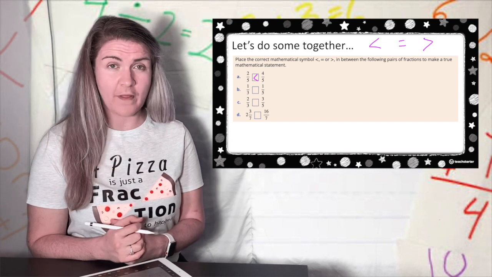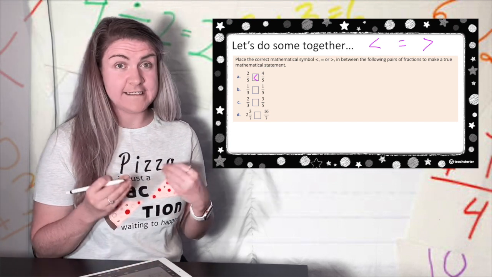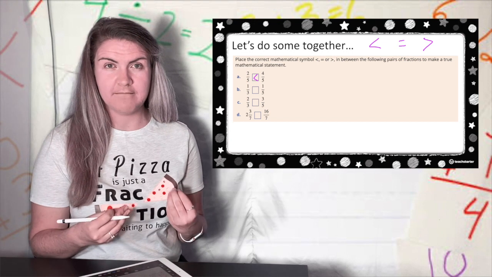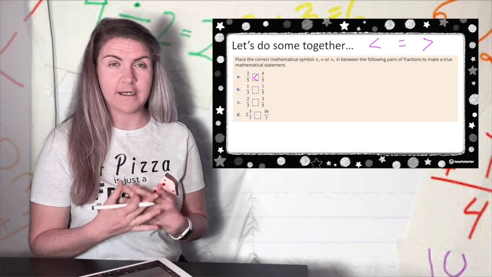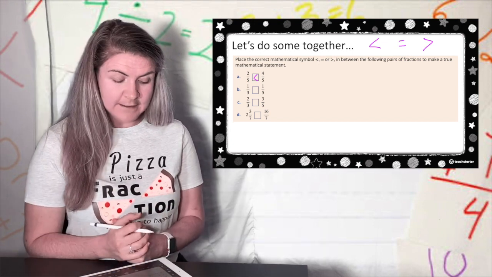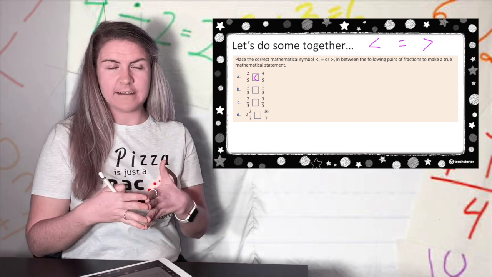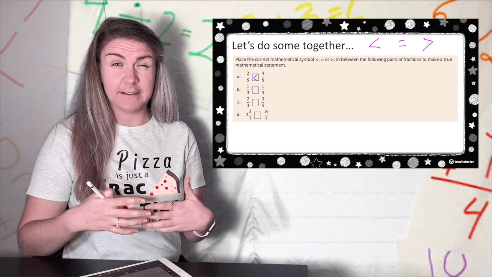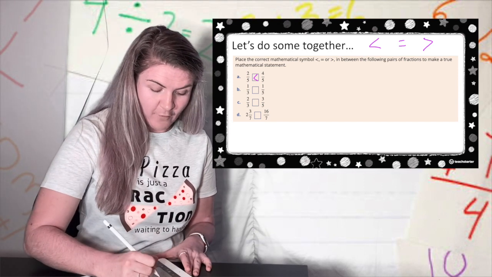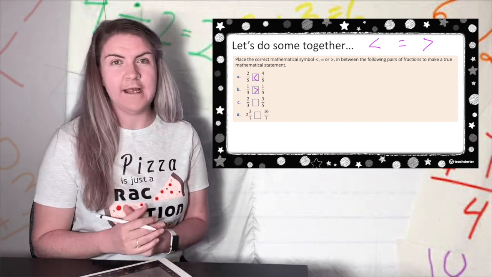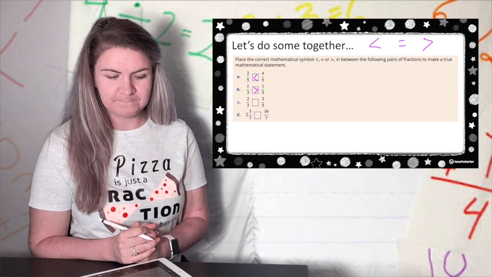B, 1/3 or 1/5. I can see that my numerators are the same, but my pieces of cake have been cut up into different sizes. Now, I always like to think of it as it's backwards. If my cake is cut up into more pieces, my pieces are going to be smaller. So therefore, 1/3 is larger than 1/5.